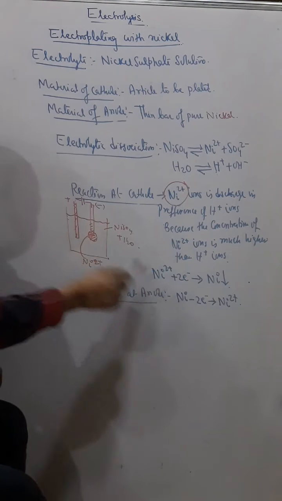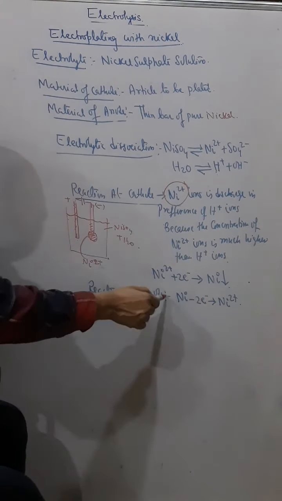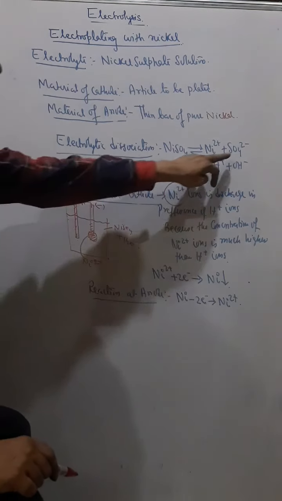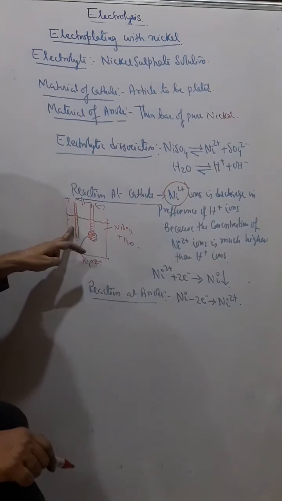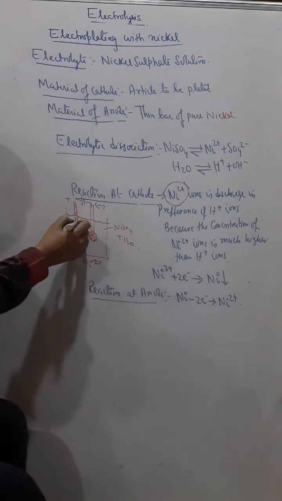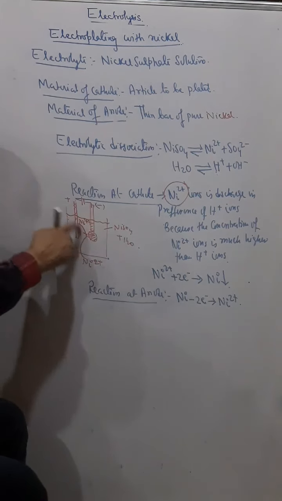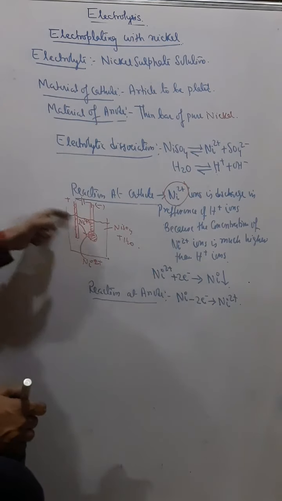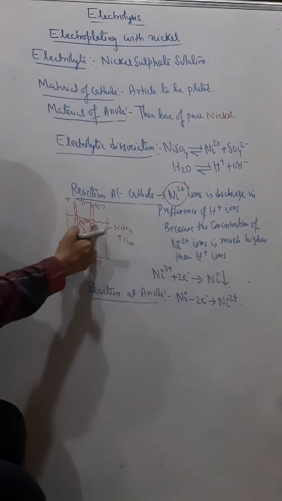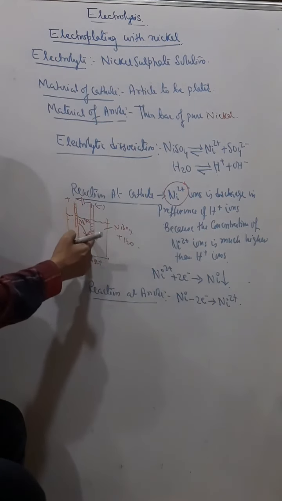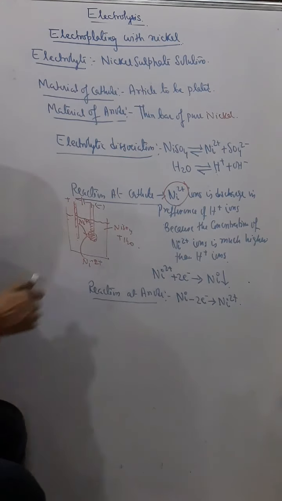And at the anode, again nickel is an active electrode, so nickel itself loses electrons. Both sulfate and hydroxyl migrate towards the anode, but neither of them will be discharged. Nickel ions, Ni2+, will be released from here, so this process will continue. Nickel will constantly be released from this pure nickel bar, and the nickel ions will constantly be deposited as free nickel metal.